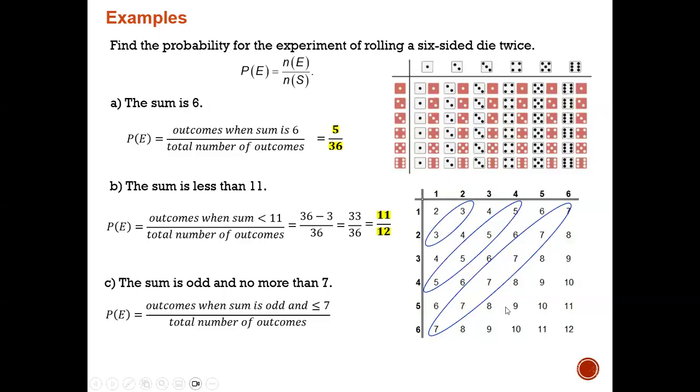So here are my outcomes. These have a sum of 7, odd, sum of 5, and the other odd is 3. So what happens when I add all these up? 1, 2, 3, 4, 5, 6, 7, 8, 9, 10, 11, 12. There's 12 outcomes that meet this criteria that are odd and less than or equal to 7. Out of 36 total outcomes, reduces to 1/3.